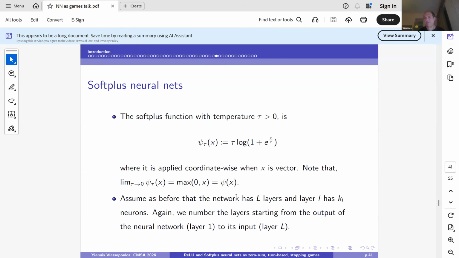So let me walk you through a little bit of that and show you what the basic idea is. Again, we have layers. We number them as before, from the end of the neural network to the beginning of the neural network.